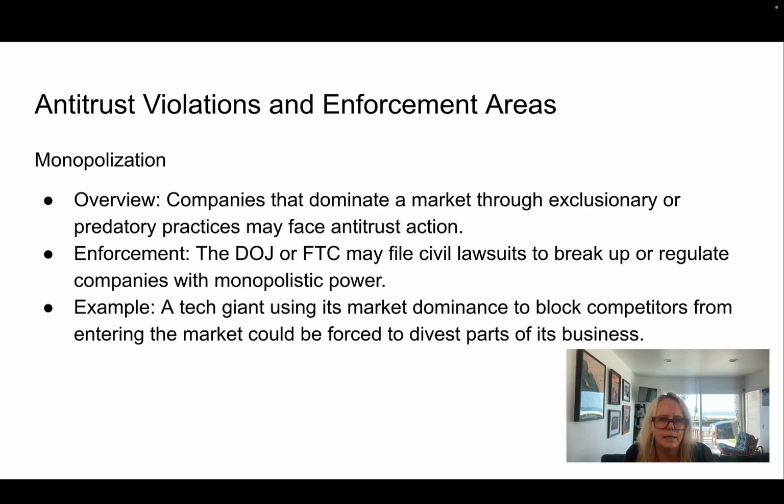Monopolization is when companies get together to dominate a market through exclusionary or predatory practices. Currently, Google is accused of employing monopolistic practices in keeping other companies out of the search space. And when you think about it, Google has a pretty tight monopoly on search. At least I can't think of a search engine that other people use. So a tech giant using its market dominance to block competitors from entering the market could be forced to divest part of its businesses.